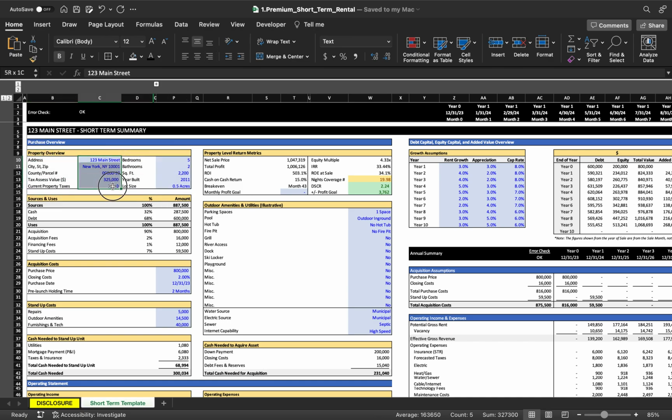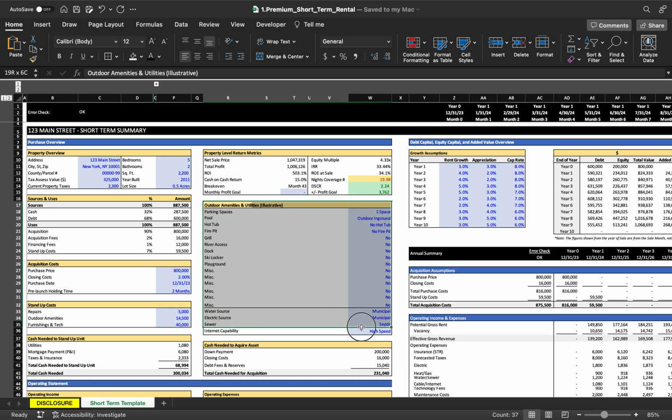This is just generic information on the unit. Same thing with this outdoor amenities and utility section. This is also generic information. This is more so just for illustrative purposes, so that if you have a few short-term rental properties, you can have a couple of different models, and you're not getting confused when you're flipping back and forth.